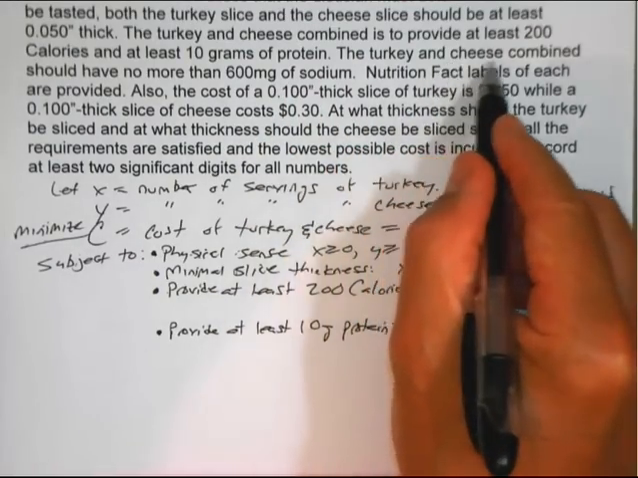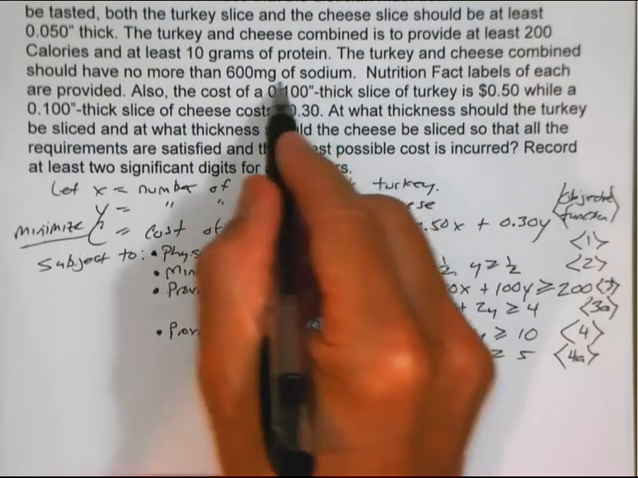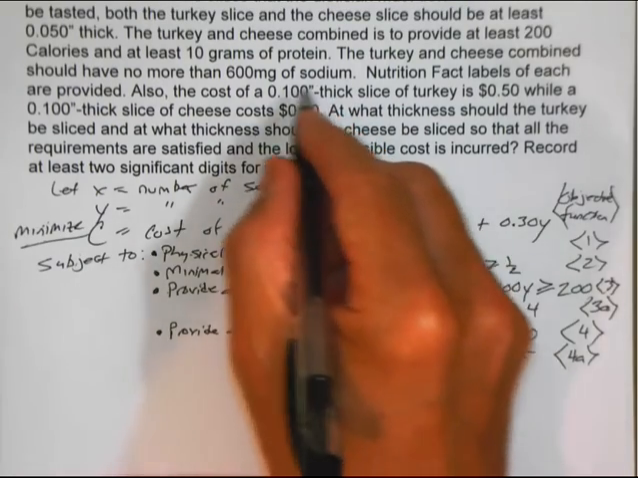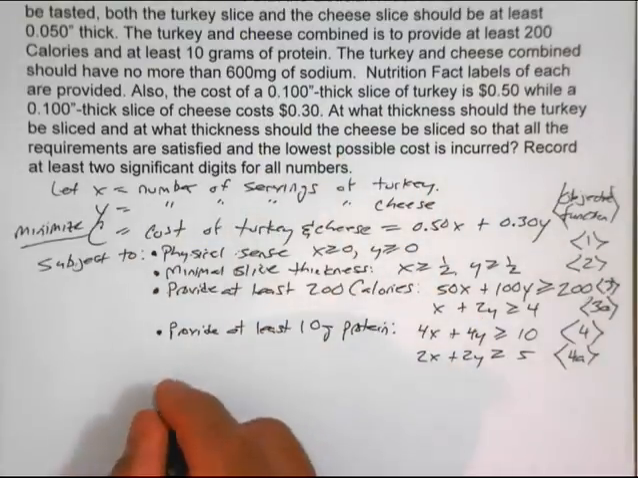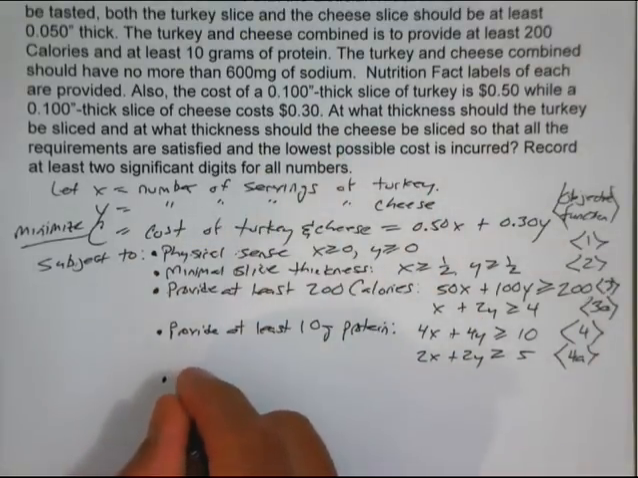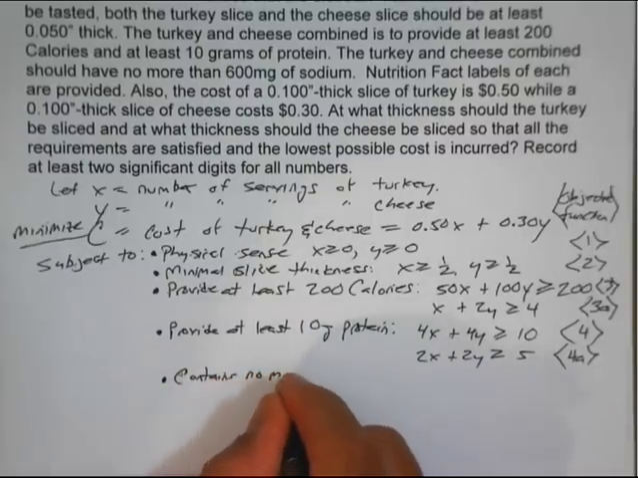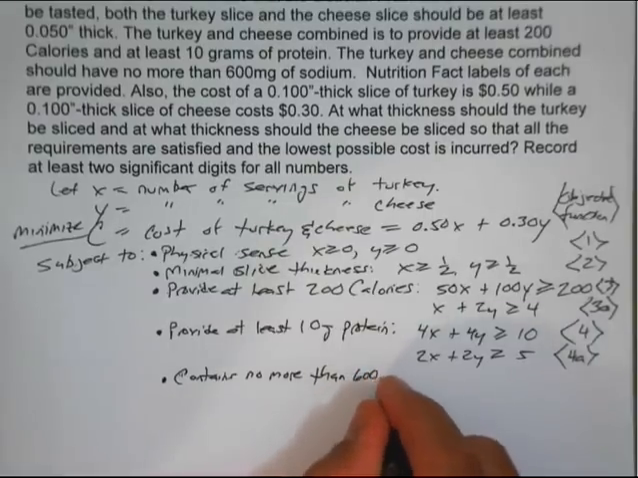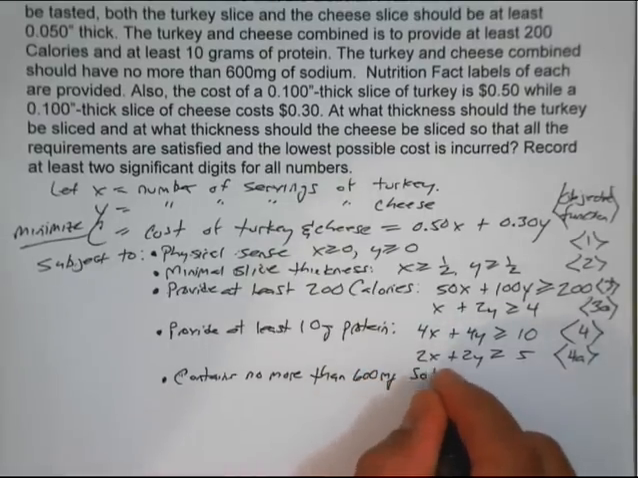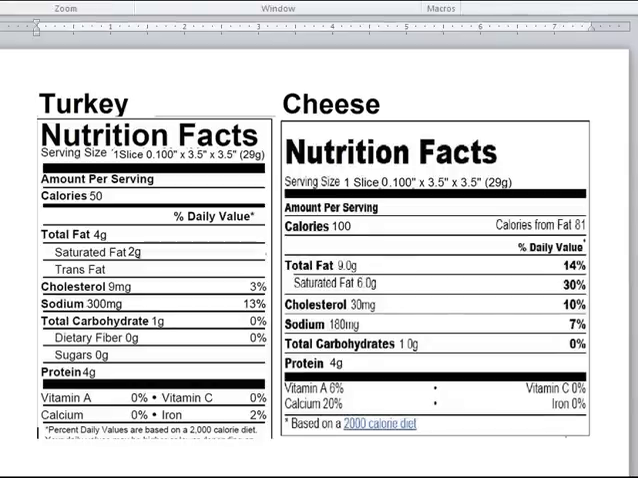The turkey and cheese combined should have no more than 600 milligrams of sodium. Okay, you got to watch out for that sodium, right? Hypertension, get too much sodium in your system. So this is good that we're concerned about this. And let's try to translate this. First, what is it? We have here contains no more than 600 milligrams of sodium. Okay, we need to go back to that nutrition fact label. Take a look at for the sodium contents of these.